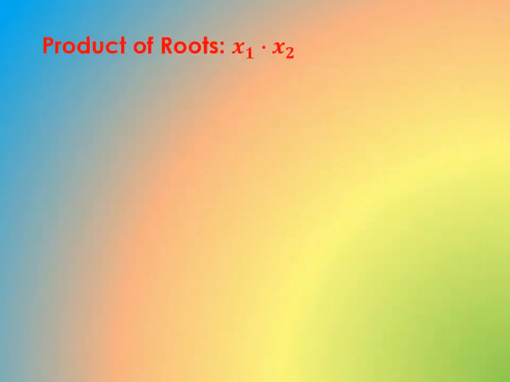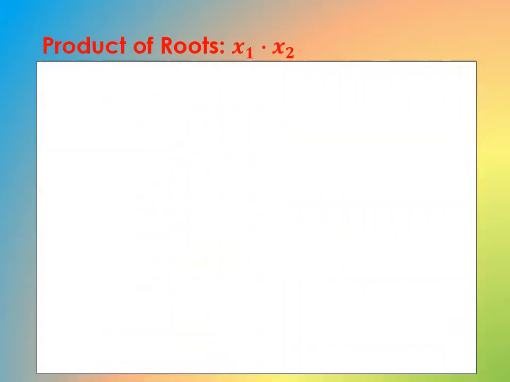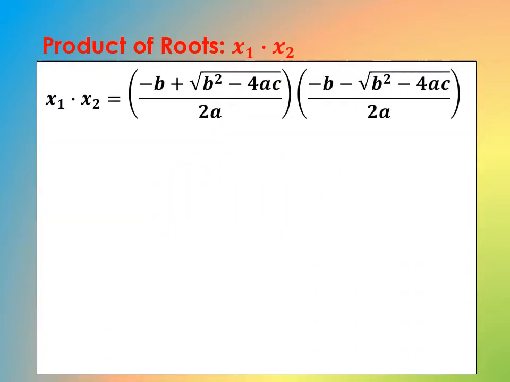So, to derive the formula for the product of roots, we have x sub 1 times x sub 2. So, ang ating x sub 1 is negative b plus the square root of b squared minus 4ac over 2a, times ang ating x sub 2, that is negative b minus the square root of b squared minus 4ac over 2a. So, in multiplying fractions, numerator times numerator, denominator times the denominator.